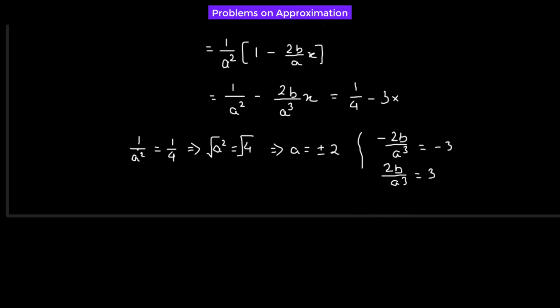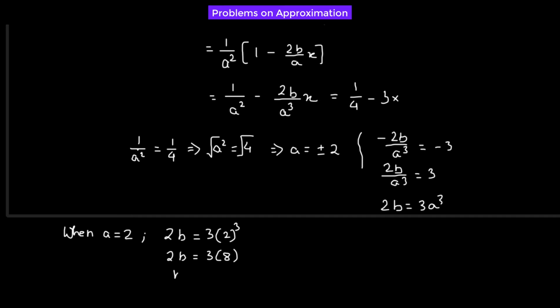So we have 2b is equal to 3 times a cubed. Since we have two values of a, let's start with a equals positive 2. Then that should give us twice of b is equal to 3 times 2 cubed. So we'll have 2b is equal to 3 times 2 cubed, which is 8, and we divide both sides by 2, so we get 3 times 4, which is equal to 12.